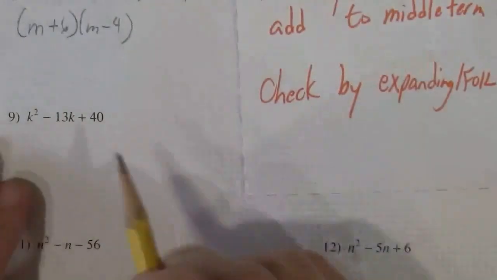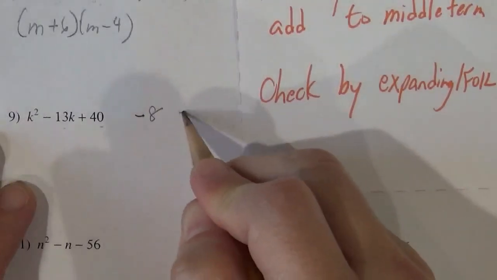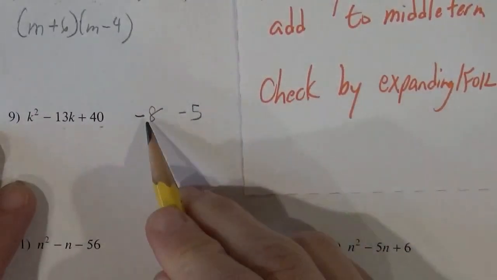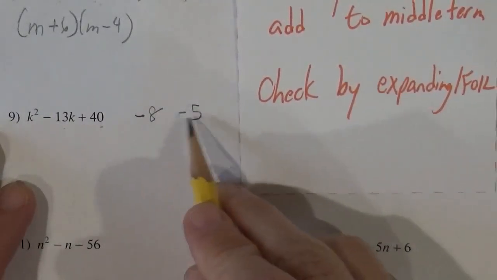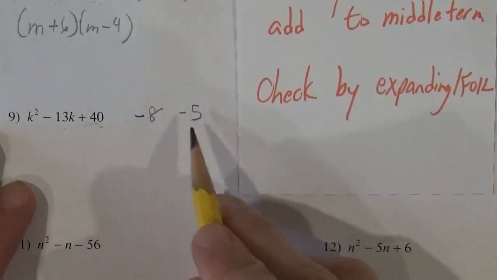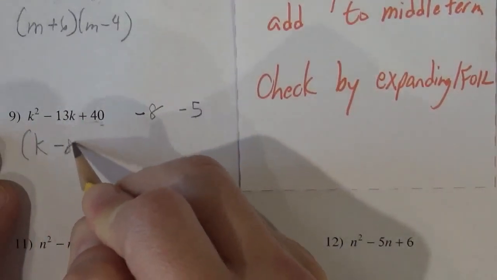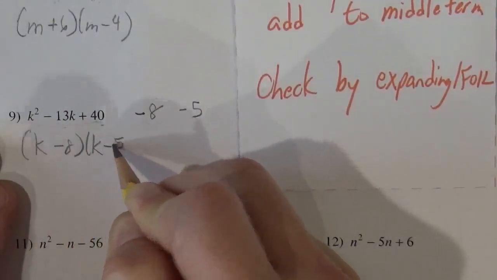We do it again. Multiplies to make 40, adds to negative 13. I'm thinking a minus 8 and a minus 5. So, multiplies: negative 8 times negative 5 will give me a positive 40. Negative 8 plus negative 5 gives me a negative 13. So k minus 8 times k minus 5.